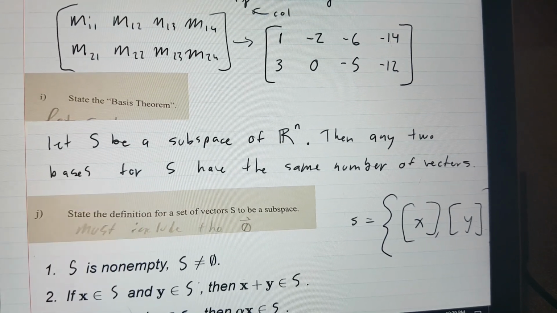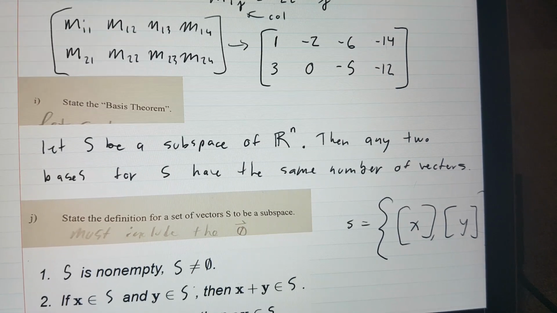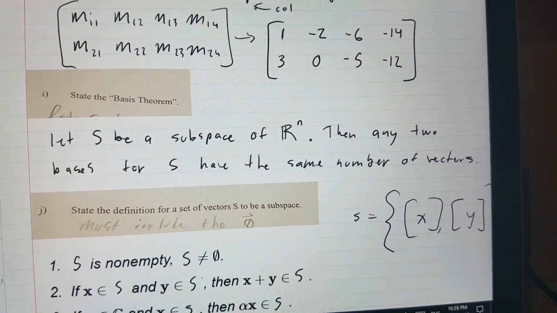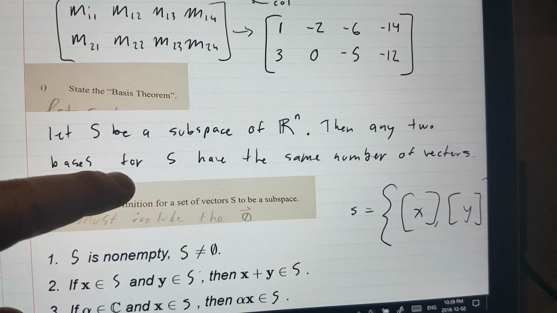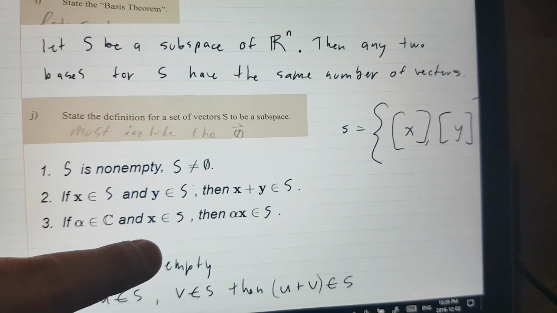State the basis theorem. Let S be a subspace of R^n. Then any two bases for S have the same number of vectors. That's one of the several theorems we have to memorize for this.